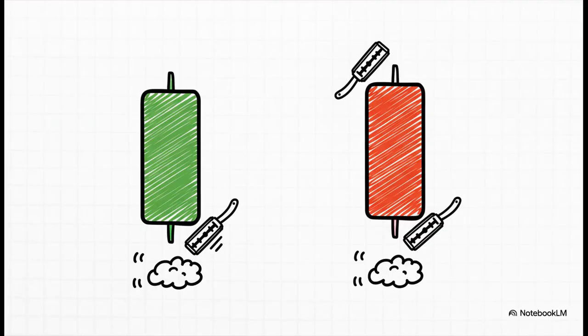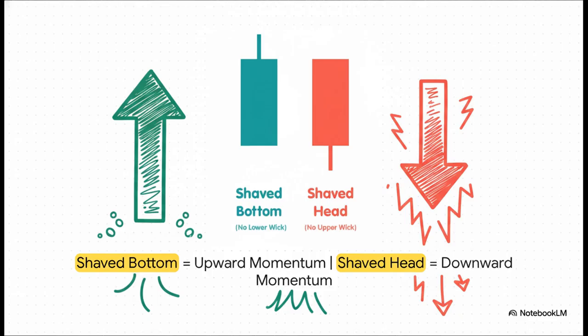And you know these super strong candles? They've actually got a cool name. When a candle is missing a shadow on one end, traders call it a shaved candle. It's a great name because it literally looks like one side got a clean shave. And it's really easy to remember. A green candle with a shaved bottom, meaning no wick on the bottom, screams strong upward momentum. And a red candle with a shaved head, no wick on top, tells you there's some serious downward momentum happening.